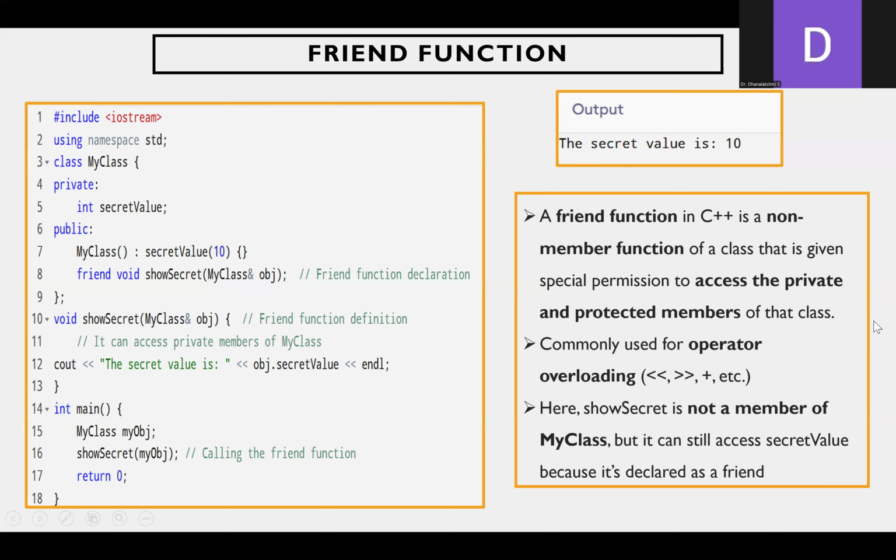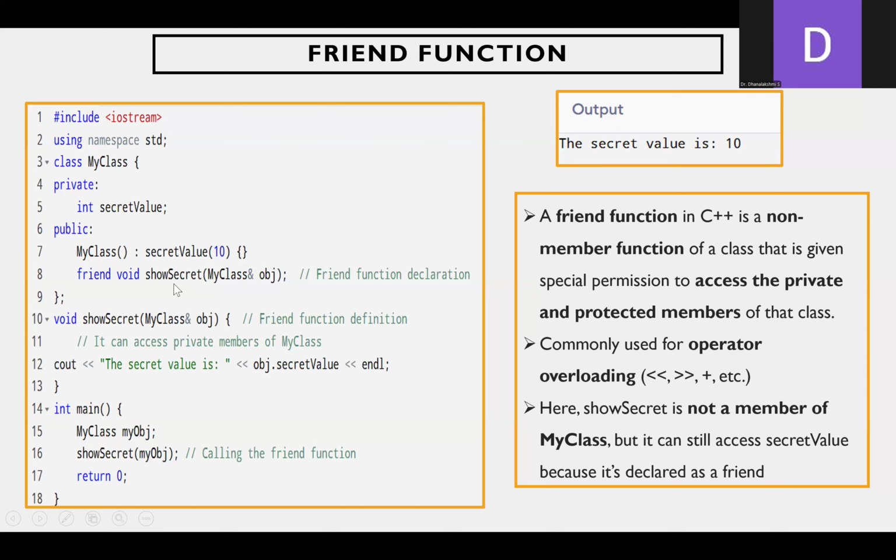So let's code here. Let's walk through this. Here, we start by including iostream and, as usual, the namespace. Now let's define a class called MyClass. Inside the class, there is a private variable named secretValue. Since it's private, it normally cannot be accessed from outside the class. Let's have a constructor here, that is MyClass. This is a constructor which initializes secretValue with the value of 10.